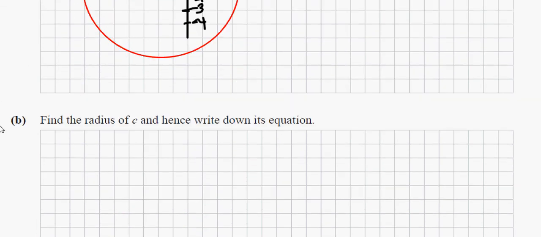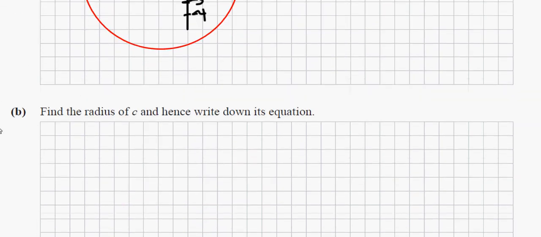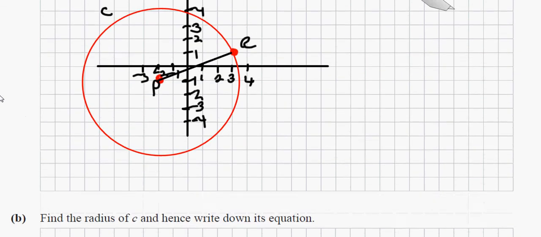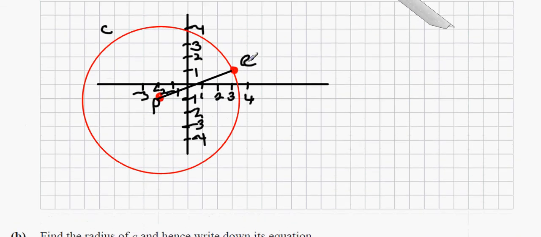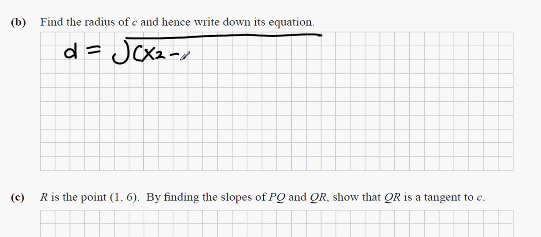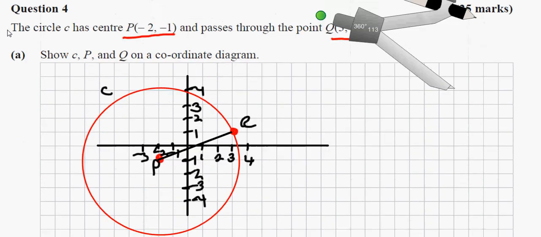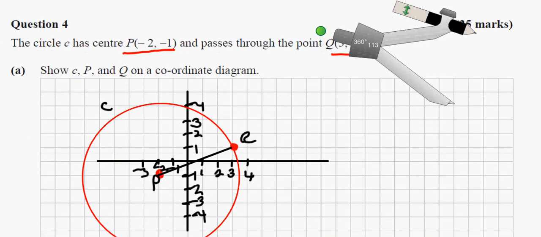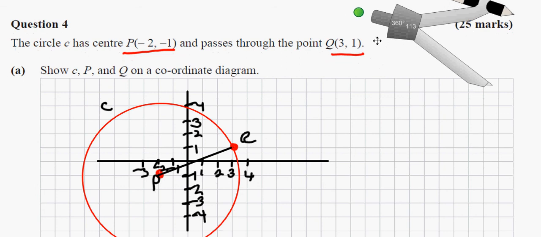Okay, find the radius of C and hence write down its equation. To find the radius you're going to use the distance formula. To do the distance formula, you write down D equals the square root of x2 minus x1 squared plus y2 minus y1 squared. Okay, and our 2 points are -2, -1.